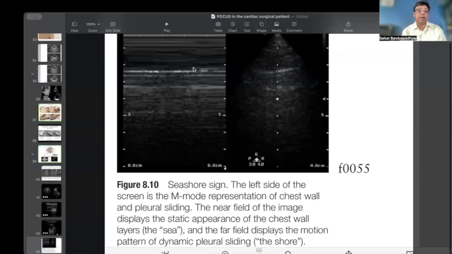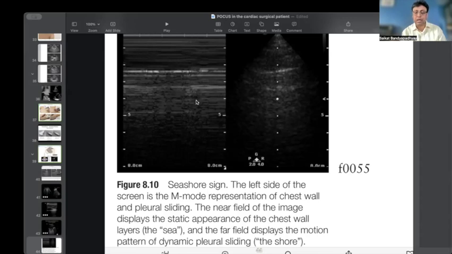This is the area where you can see the horizontal lines: the skin, subcutaneous tissue, and the muscles till the ribs. This horizontal lines is the muscular part or the bony part below the skin. And below that, this white line is the pleura. In this portion, you can see both horizontal and vertical lines, right? This is called the seashore sign. This is the shoreline, which is the pleura, and beyond that is the sea, and below that is the sand. So this is a normal lung ultrasound.